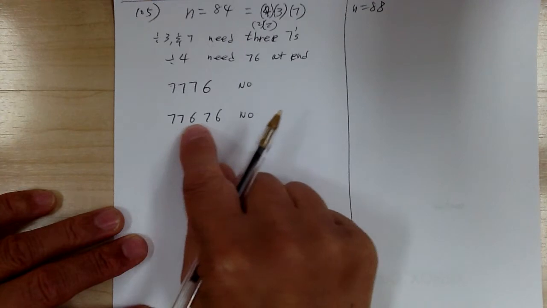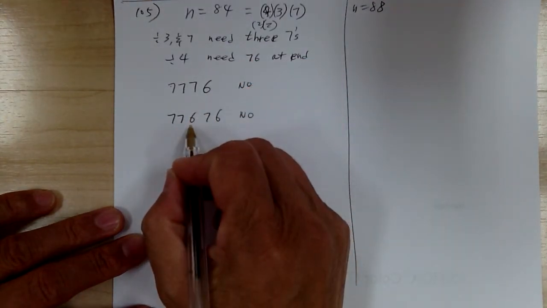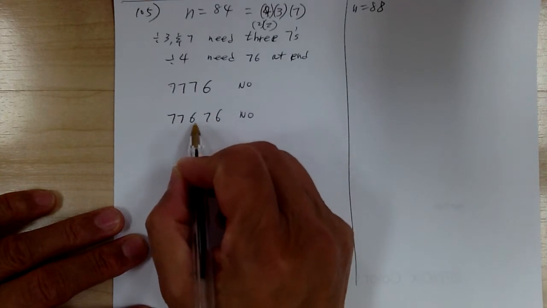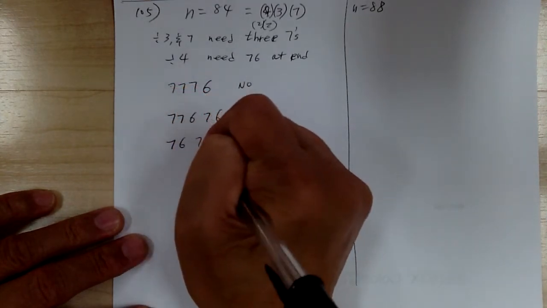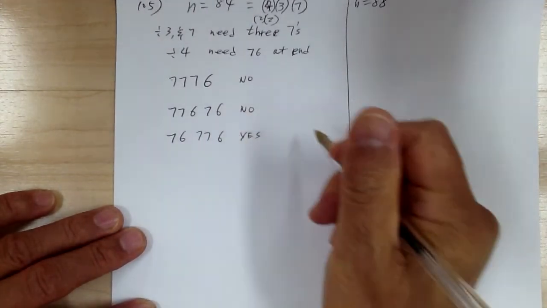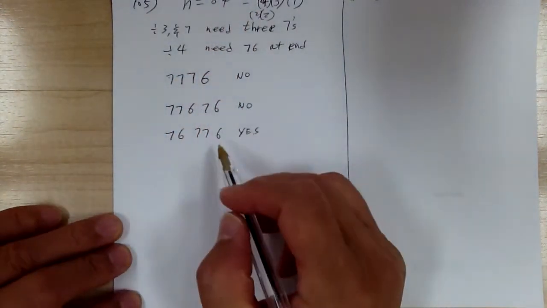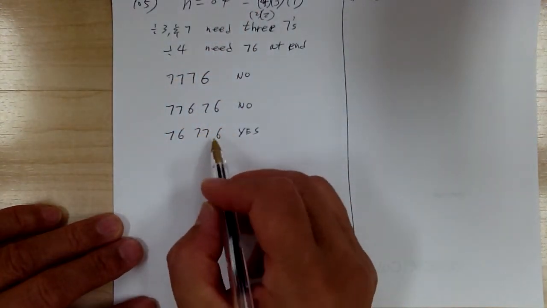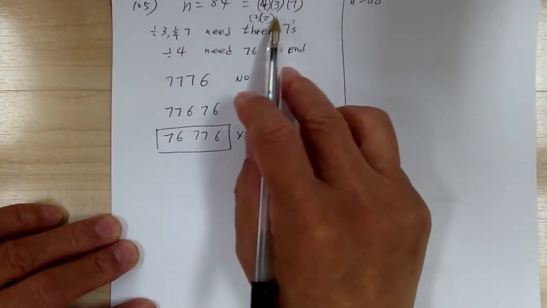But the 6 can move around, right? This one you can move, you can put the 6 over here, move over here, move different places. And when you move the 6 over here, this will be able to work. So the smallest number divisible by 84 using only 6s and 7s is this one here. You can use this to get you started.